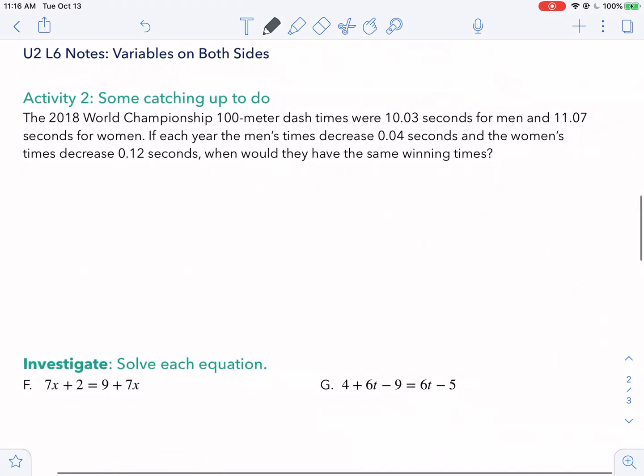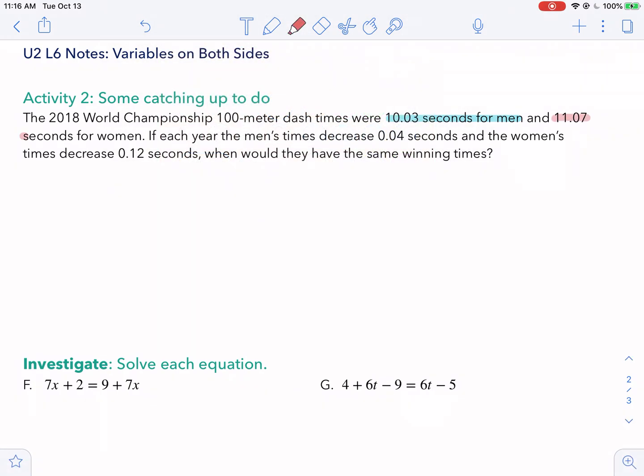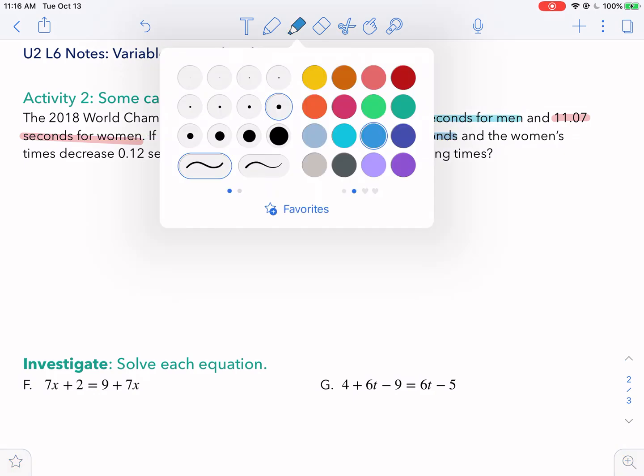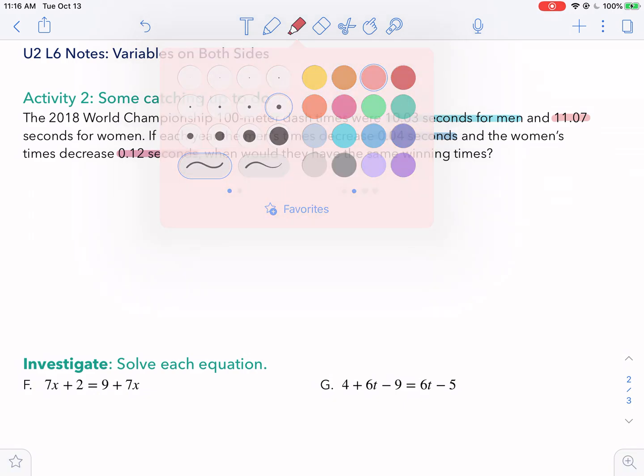Now, in 2018, the World Championship 100-meter dash times were 10.03 seconds for men and 11.07 seconds for women. If each year the men's time decreases by 0.04 seconds and the women's time decreases by 0.12 seconds, then when will they have the same winning times?